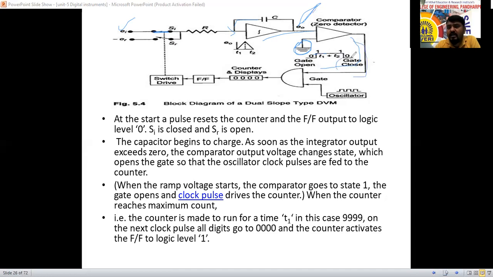To close the gate, it is going to give the signal to close the gate, and the FF signal is going to give the reset here. On that condition, the switch drive will open this switch and close the integrator output value here. That is called the negative supply we are going to give here.